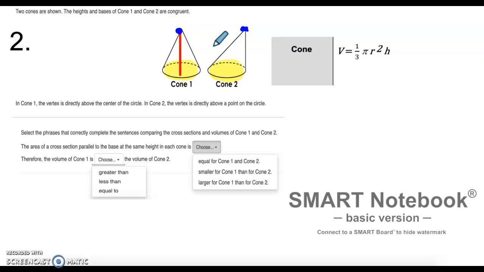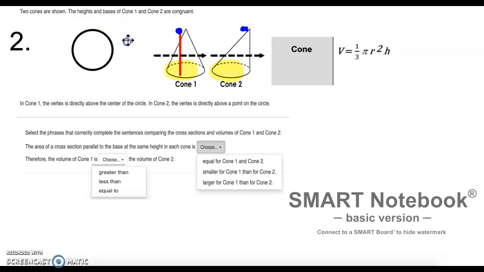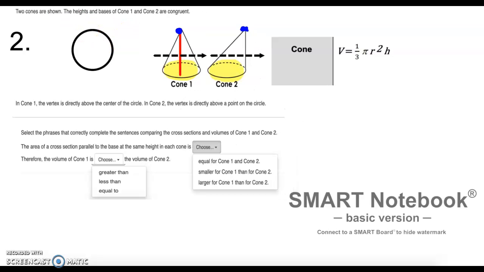So this says the area of a cross section parallel to the base at the same height in each cone is... So if we are cutting a cross section parallel to the base, that means it's going in the same direction as the base. If we were to slice the cone at the same height in cone 1 and cone 2, and then open it up and look at the 2D figure on the inside, we know that it would be a circle, because if we're making a cross section parallel to the base, the cross section is the same shape as the base.